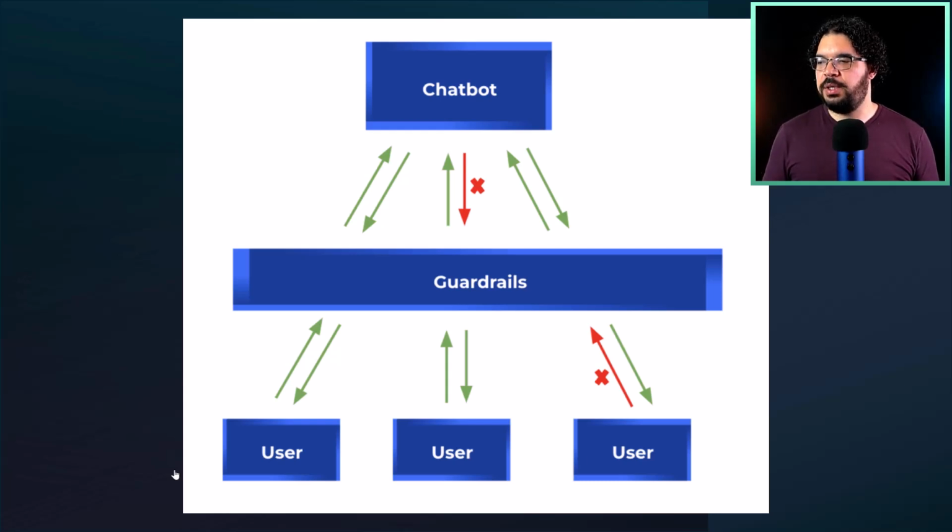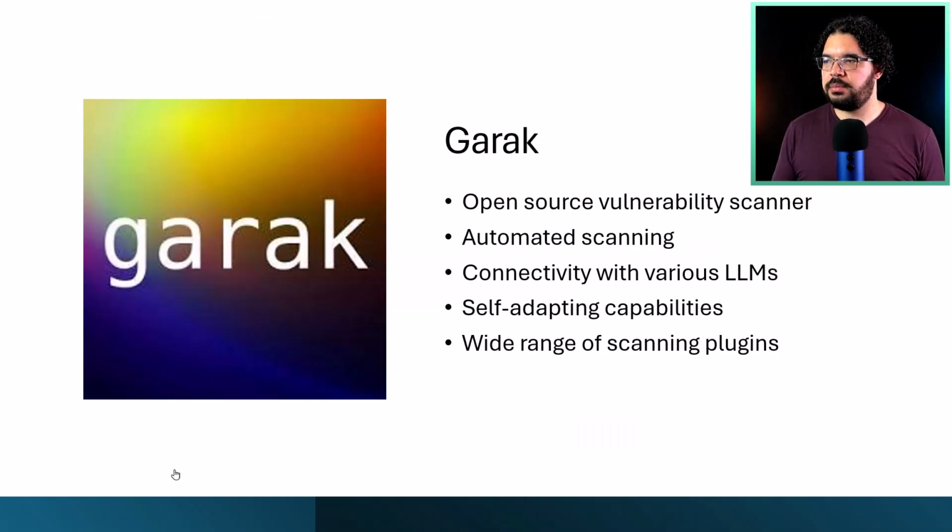And then likewise, we can see same thing if the user tries to send something to the chatbot on the back end, the guardrails will help prevent that information from actually reaching the chatbot to limit the ability for a direct or indirect prompt injection from happening.